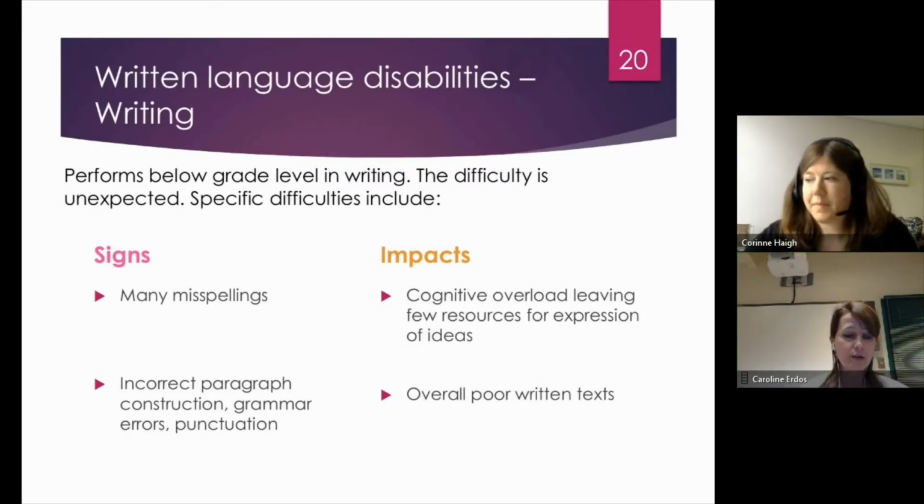And we could also have a situation where the child is now also having difficulty in terms of the more of the mechanics, so that there will be grammatical errors, punctuation errors, difficulty with paragraph construction, etc.